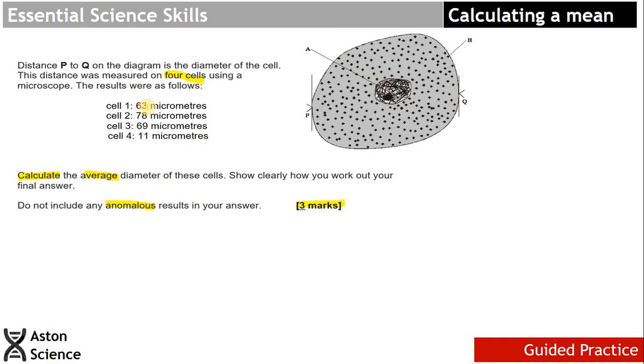So we look at our results for cell 1 right through to 4, and we're looking for one that doesn't quite fit the pattern. Here, cell 4 at 11 micrometers is our anomalous result. So we're not going to include that in our mean calculation. We work out cells 1 to 3 by adding all those numbers together, and that gives us 210. We divide that by 3 because we're working with 3 numbers, and that gives us an answer of 70.